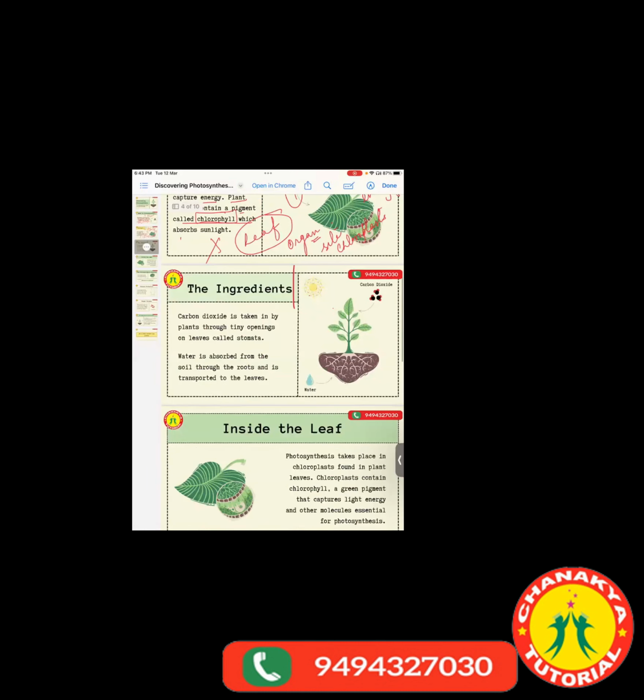Now, the leaf has stomata. So stomata are tiny pores present on the surface of the leaf.